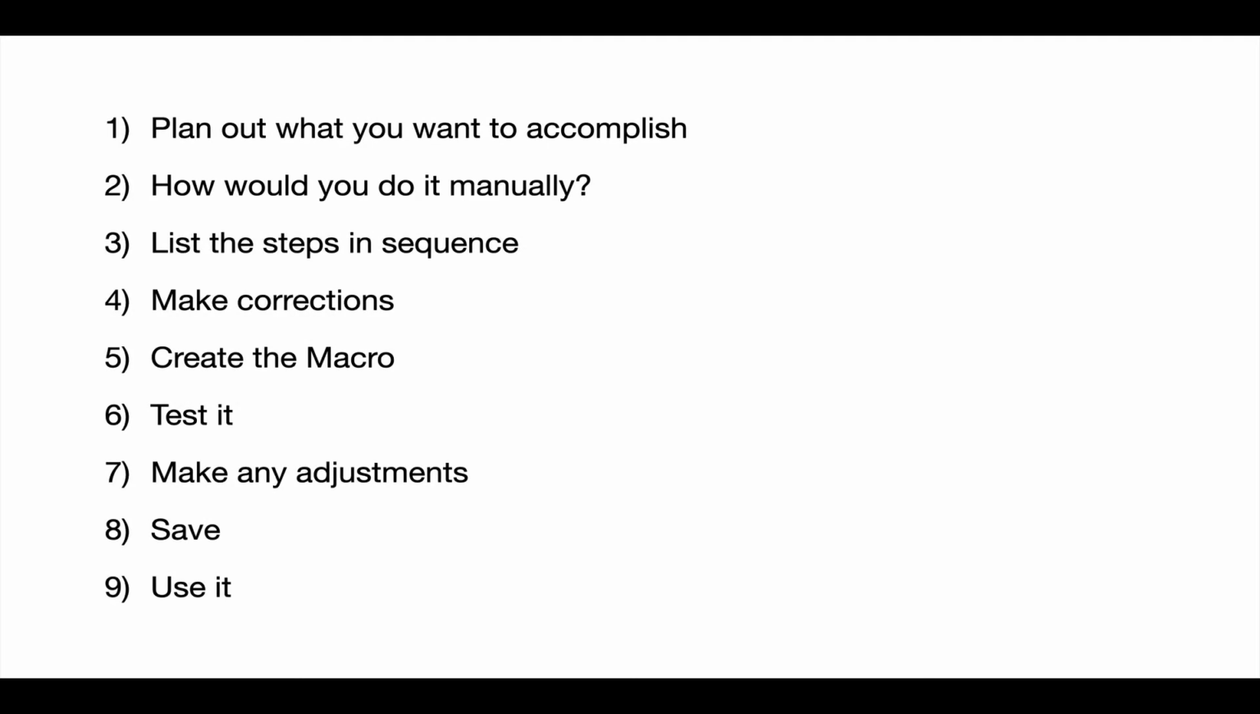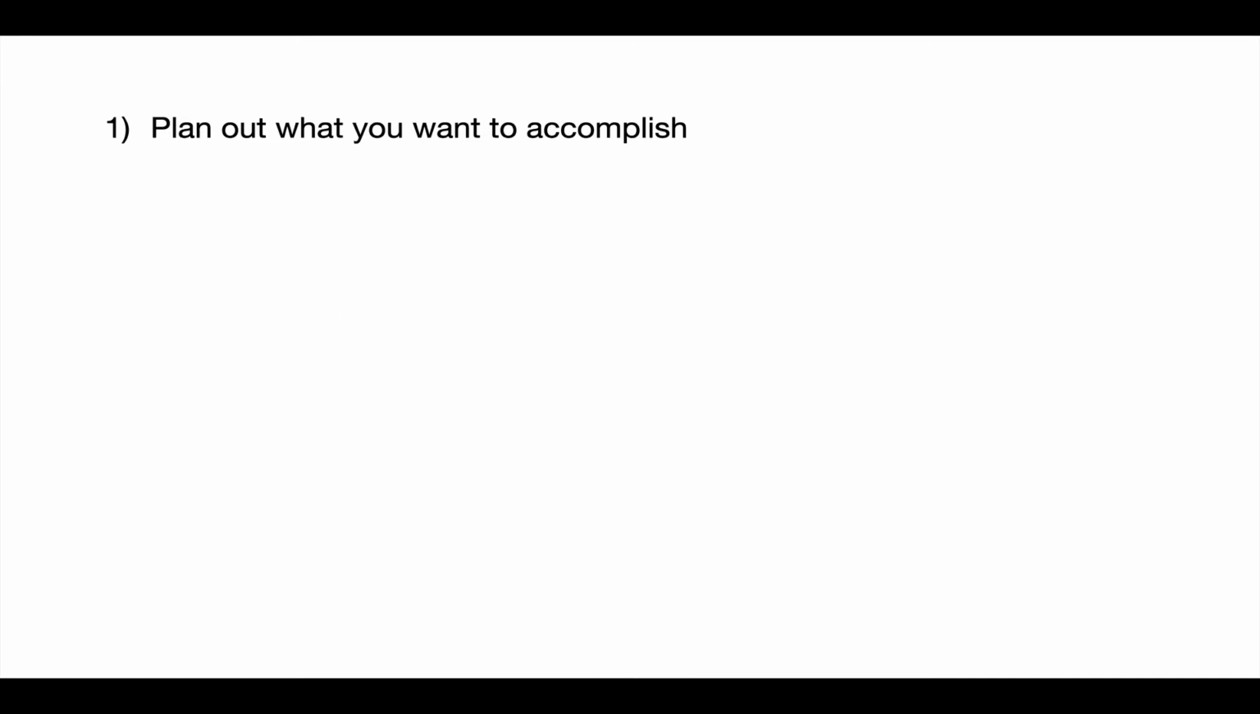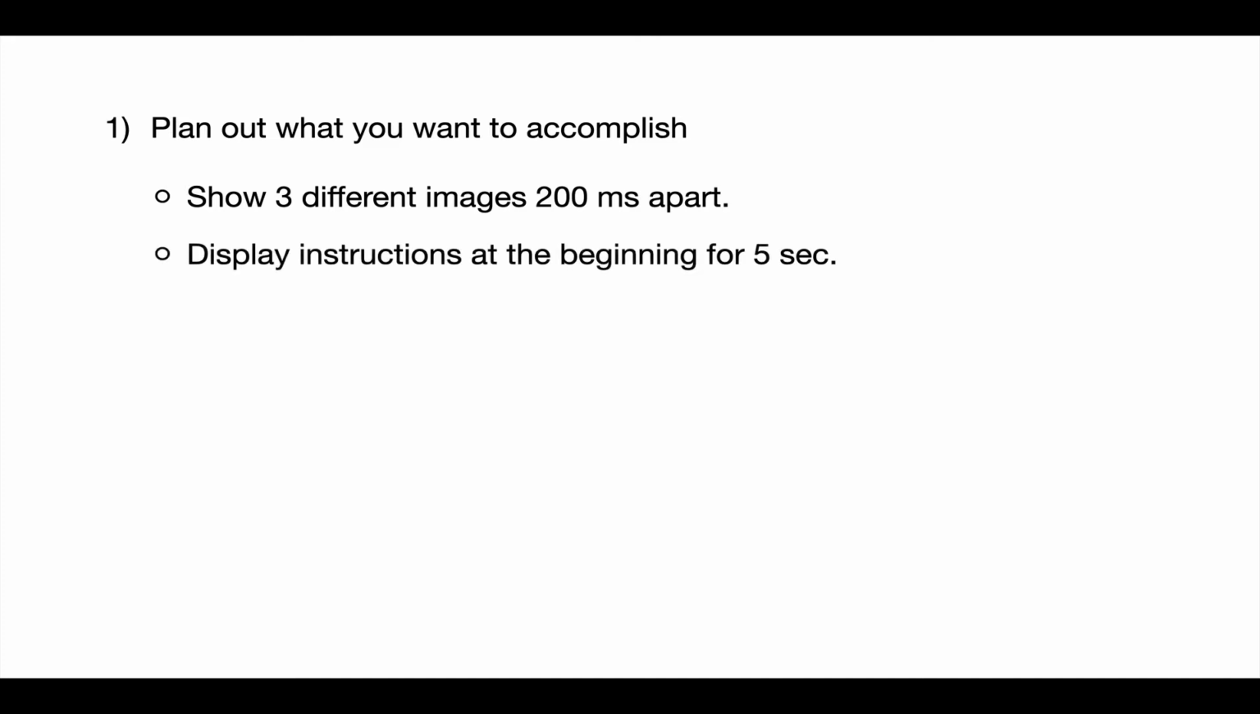And now we're going to build our first macro. Going back to those steps, we're going to walk through each one of these, but this is such a simple example, it'll probably be overkill, but it'll give you the idea of how this works. First of all, let's plan out what we want to accomplish. Well, we want to show 3 different images, 200 milliseconds apart, and then we want to display instructions at the beginning for 5 seconds.